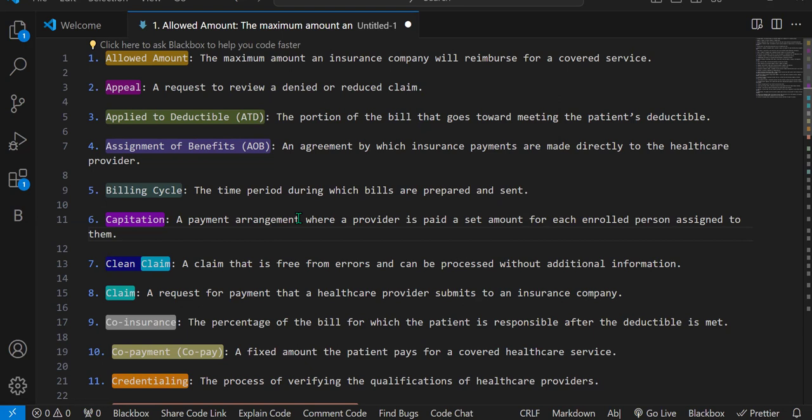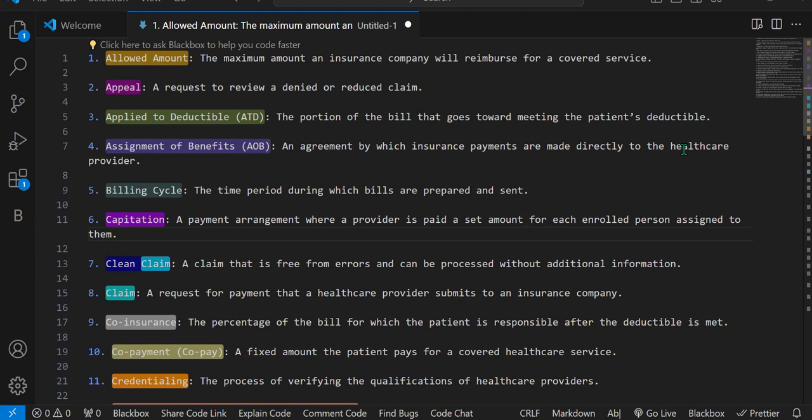A payment arrangement where a provider is paid a certain amount for each enrolled person assigned to them, that is called capitation. I hope you understand what capitation is. The patients can be n number of patients. The insurer tells the provider that this many patients will come to you, and this amount I'm giving to you, so you have to treat my patients with no charge. That is called capitation.